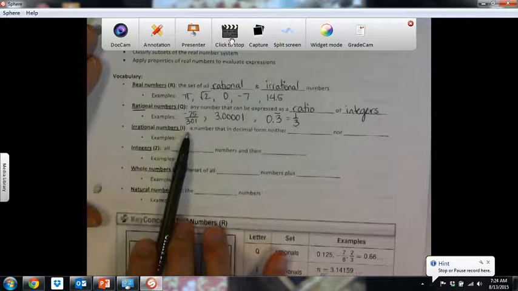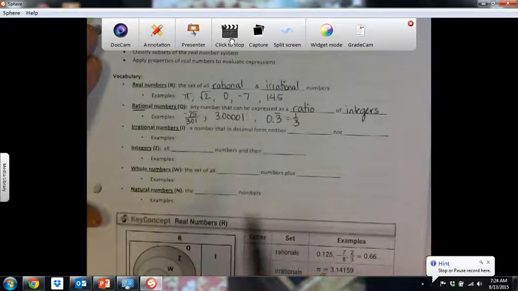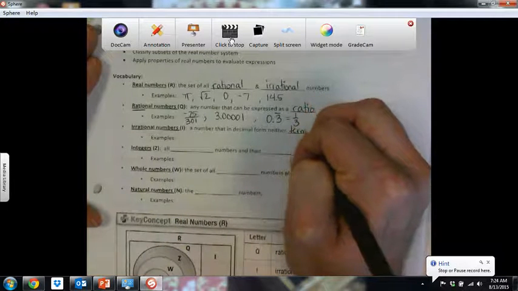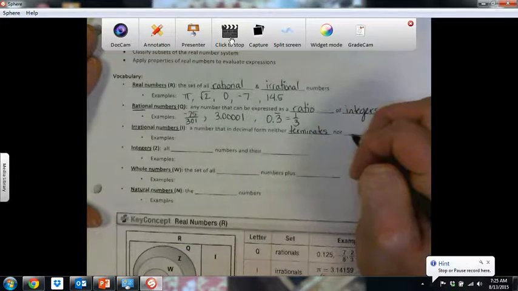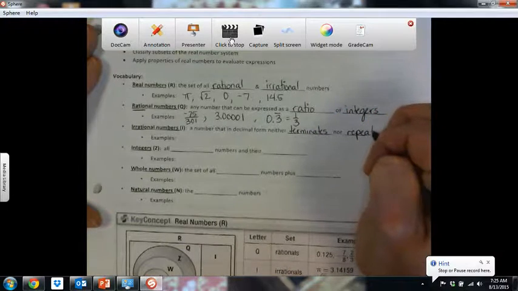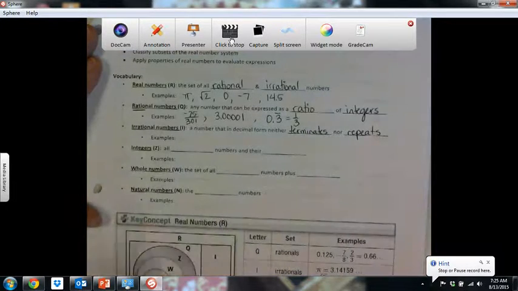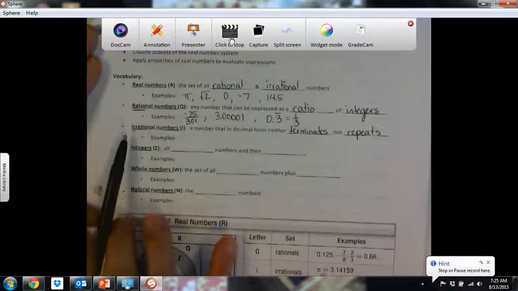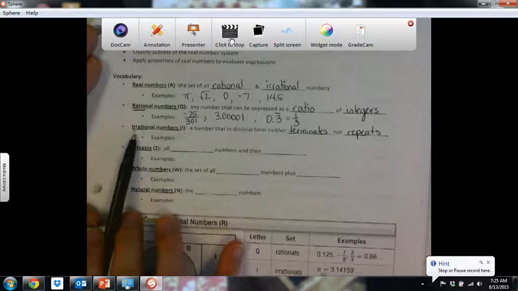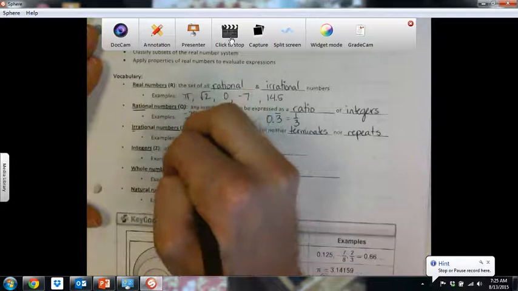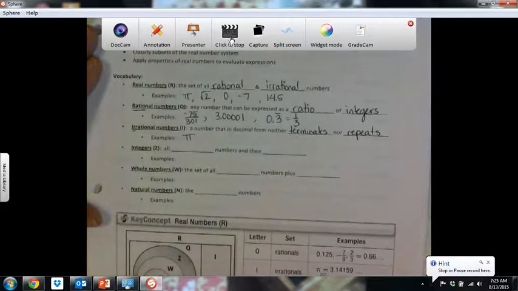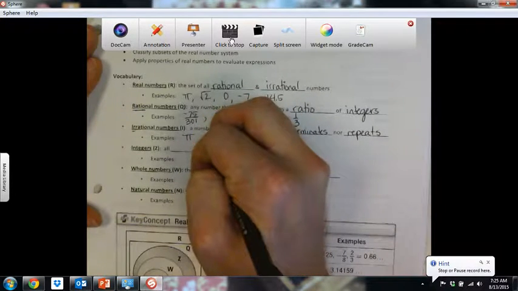Irrational numbers are numbers that in decimal form neither terminate nor repeat. So this is like the opposite of our rational numbers. Ir is a prefix that means not. So anything that is not rational is irrational. And so the examples here might be things like pi. We know after all of our work in geometry that pi is a decimal that continues on forever without terminating or repeating.